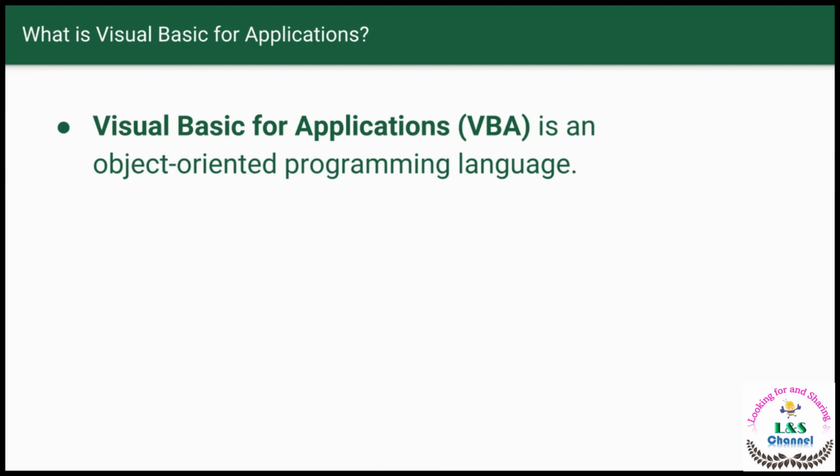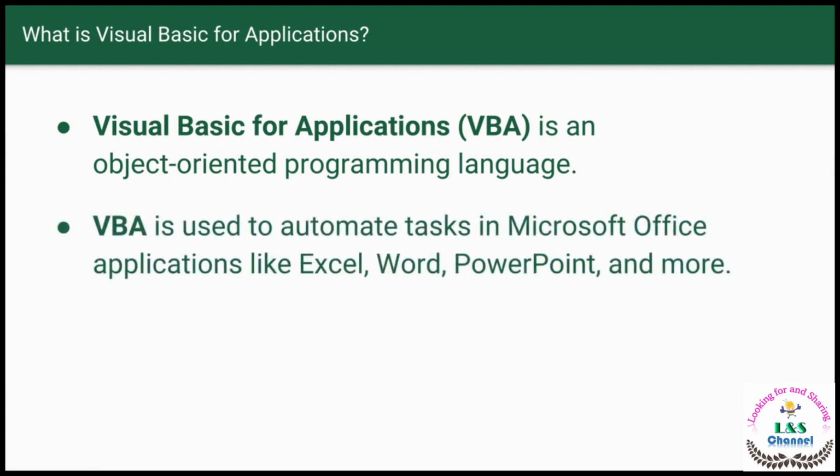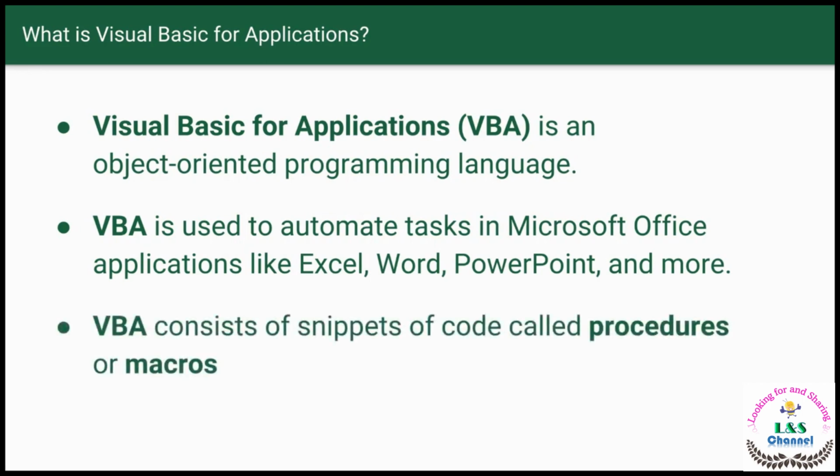With that said, we know from popular culture that programming is the idea of giving instructions to the computer, a sequence of steps for the computer to follow in order to execute some kind of task. When it comes to VBA, VBA is used to automate tasks in Microsoft Office applications like Excel, Word, PowerPoint, Access, Outlook, and more. VBA consists of snippets of code that we call procedures or macros. Some people also call them subroutines, routines, or programs, all essentially different names for the same thing.